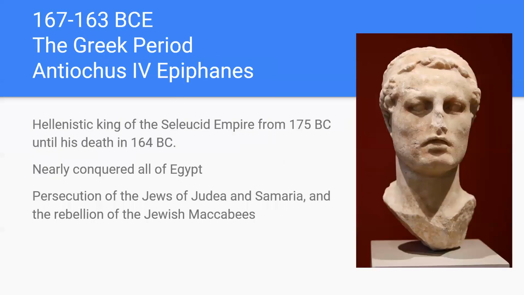So in 167 to 163 BCE, we were in the Greek period with the Seleucid kings, and Antiochus Epiphanes was ruling the Holy Land. He conquered nearly all of Egypt, and he persecuted the Jews of Judea and Samaria until the rebellion of the Jewish Maccabees.